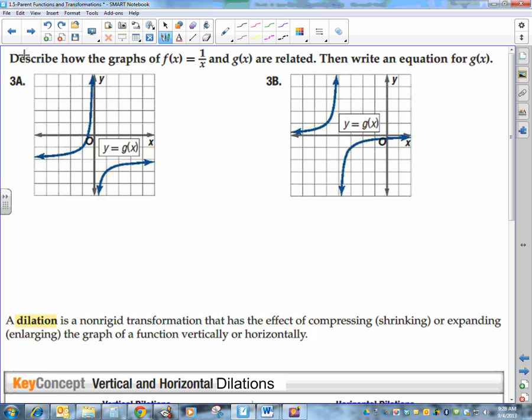We want to describe the graphs of 1 over x and g of x and how they are related. So let's have a reference point, and our reference point of 1 over x, I'm just sketching it. It looks something like this. I have an asymptote at x equal to 0, y equal to 0, pretty bad graph, and my key points are negative 1, negative 1, 0, 0, that's my center, doesn't touch that point, and 1, 1.